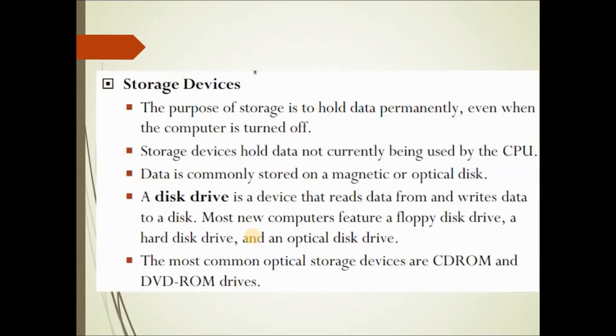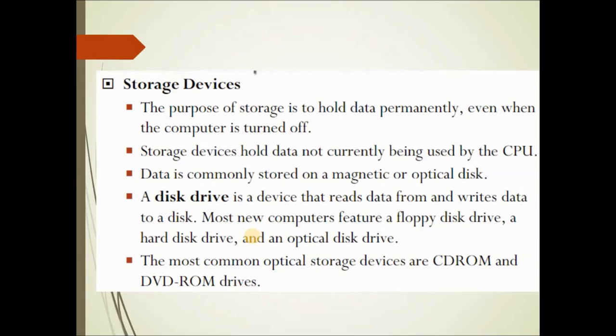Storage device: the devices where we can store data permanently are known as storage devices. The purpose of a storage device is to hold data permanently, even when the computer is turned off. Storage devices hold data not currently being used by the CPU. The data is commonly stored in a magnetic or optical disk. A disk drive is a device that reads data from and writes data to a disk.